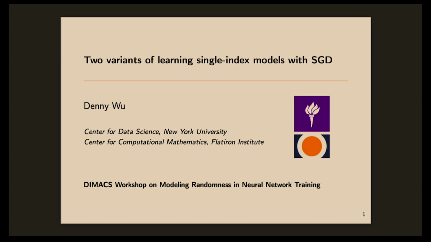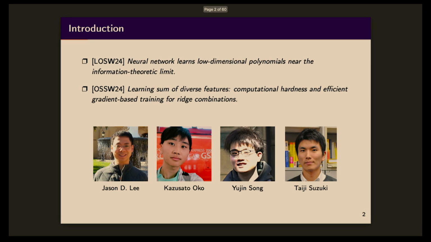Okay, so I wanted to introduce some of our recent works on learning essentially low-dimensional polynomials using two-layer neural networks trained by gradient descent. This is joint work.